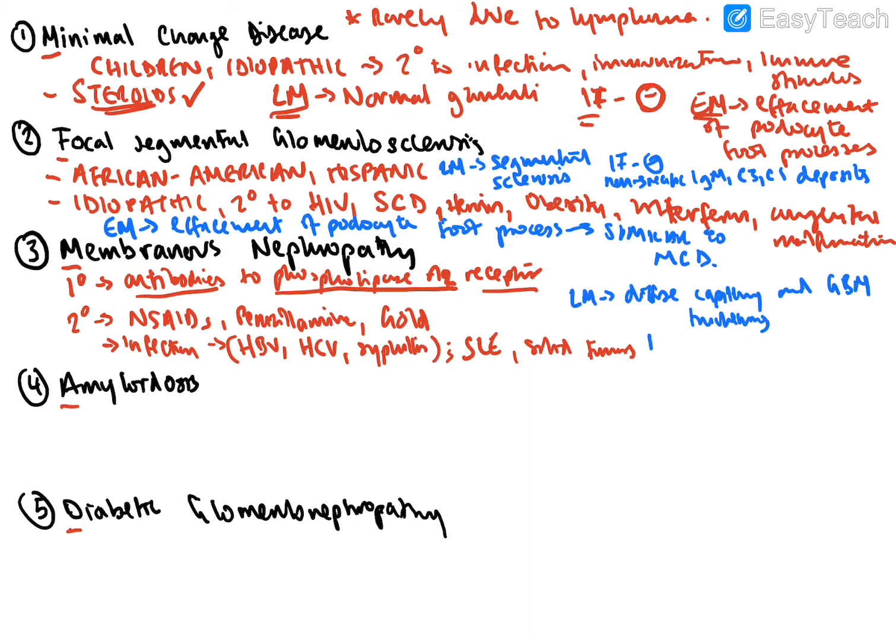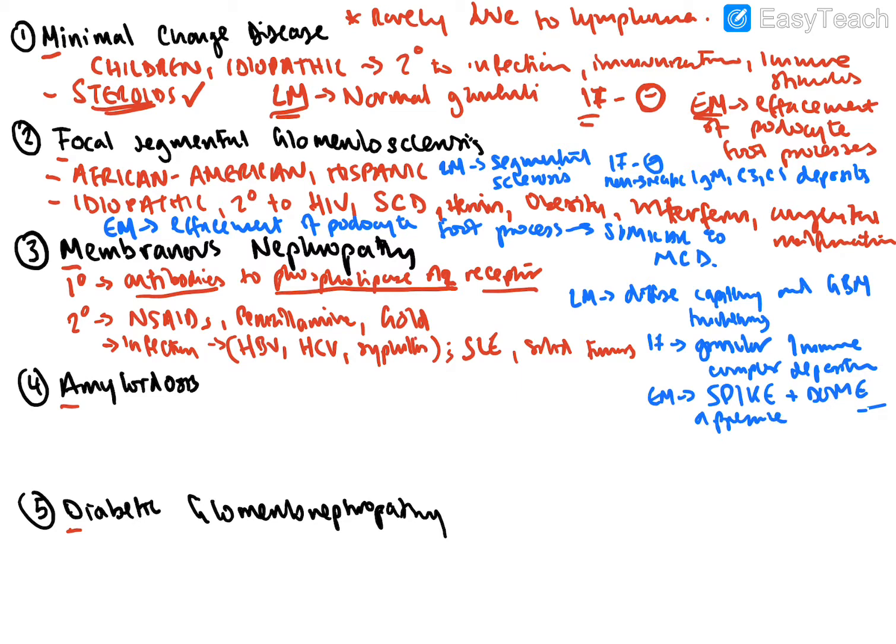Okay? On immunofluorescence, what will we see? We will see a granular appearance due to immune complex deposition. So remember, we have antibodies over here. Antibodies can form immune complexes. Think of it that way. Granular immune complex deposition. And your electron microscopy can show a spike and dome appearance of subepithelial deposits.